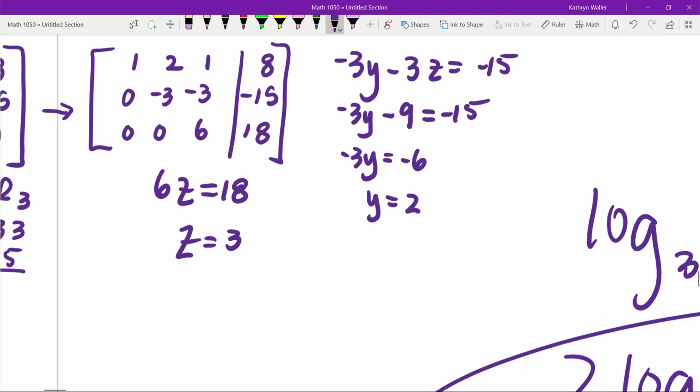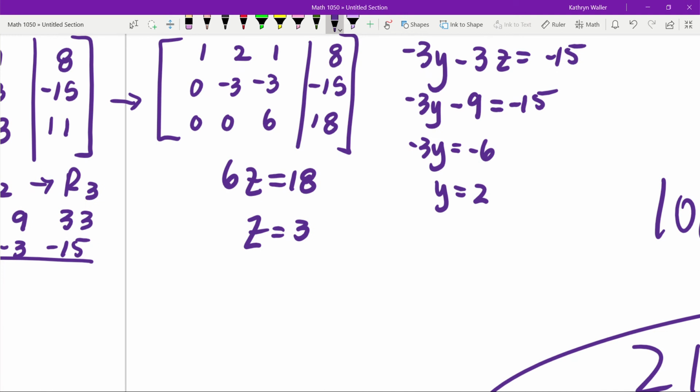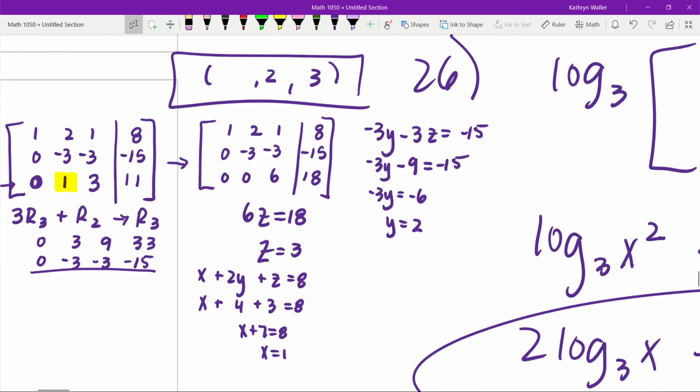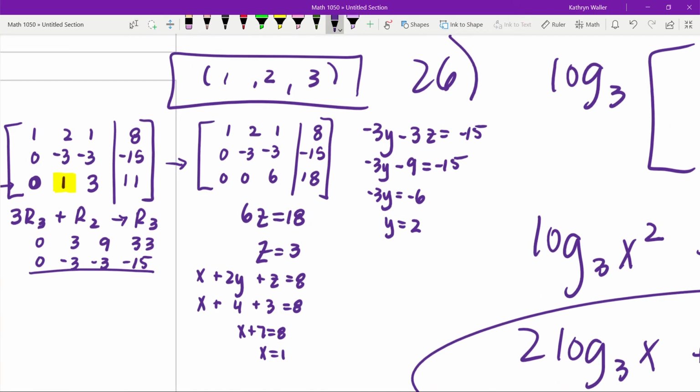Now go to the top and figure out what x is. So it's x plus 2 times y plus z equals 8. So that's x plus, if y is a 2, 2 times 2 is a 4, plus z, which is 3, is equal to 8. That gives you x plus 7 equals 8. Move your 8 over, x equals 1. Done. 1, 2, 3.